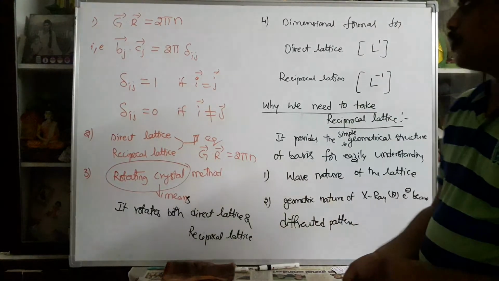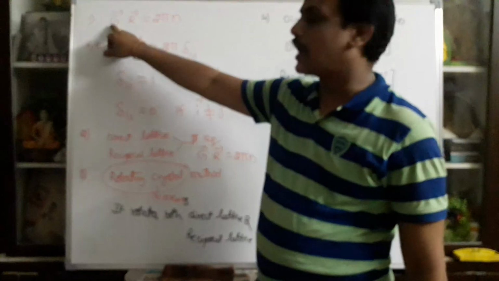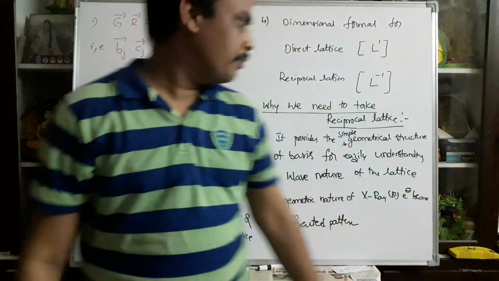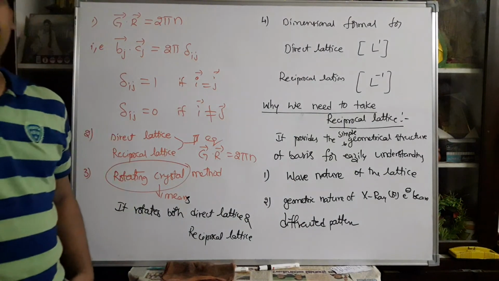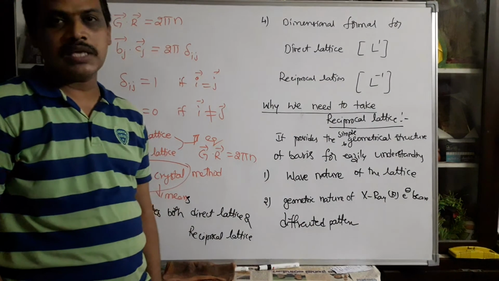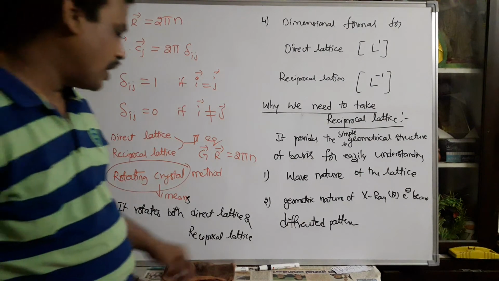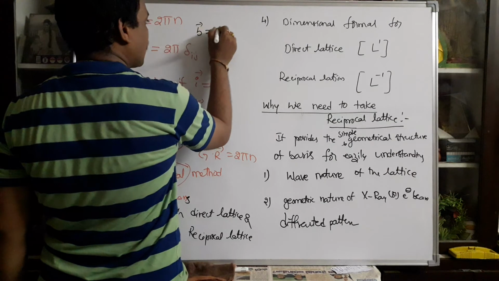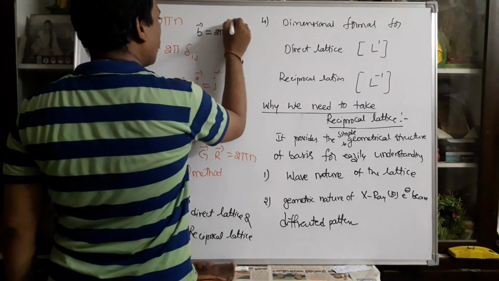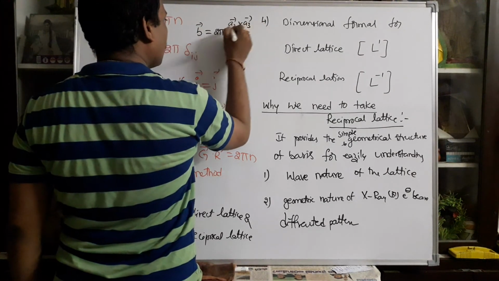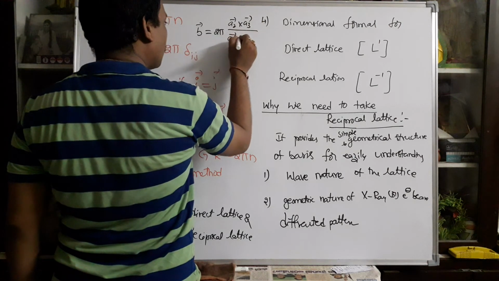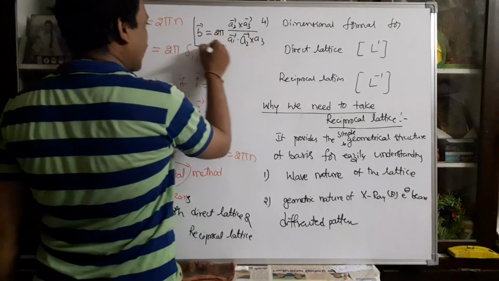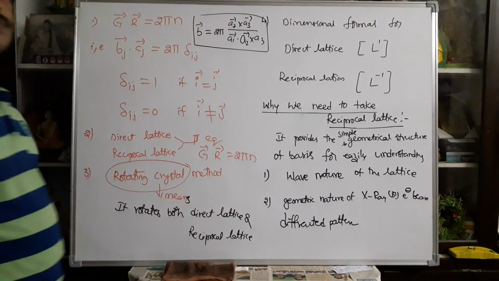The reciprocal lattice is simply represented by capital G bar. Here b represents the basis primitives. The basis primitive b1 bar can be represented by 2 pi times a2 bar cross a3 bar, divided by a1 bar dot a2 bar cross a3 bar. In this pattern, you can represent the basis primitives.